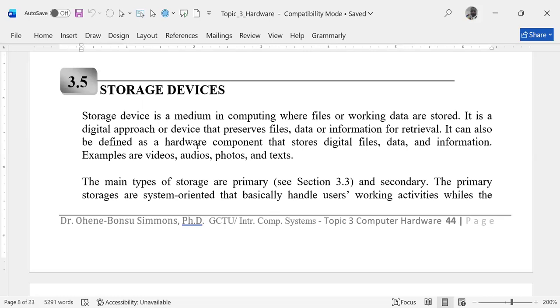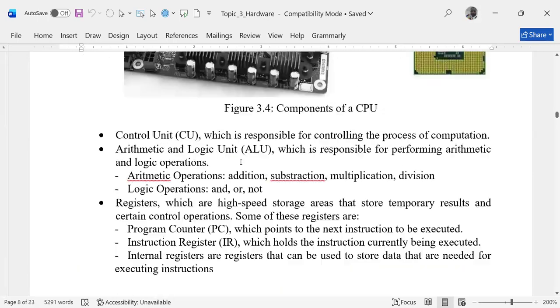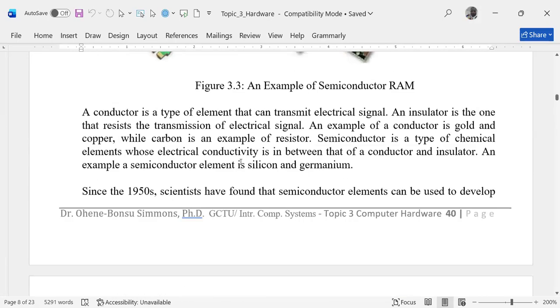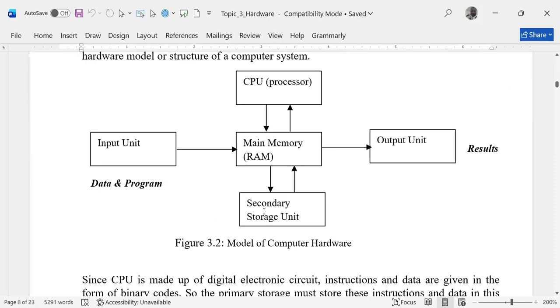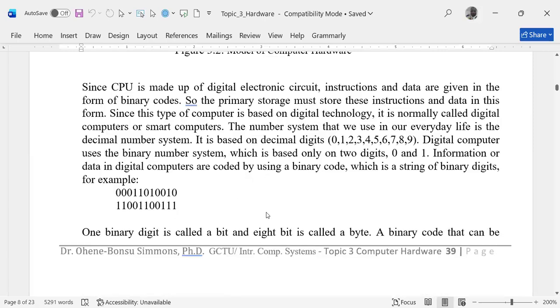A storage device is a medium in computing where your files or activities are stored. This is a secondary storage, here in the structure of a computer system. Examples are a pen drive and a hard drive. So we are here now.